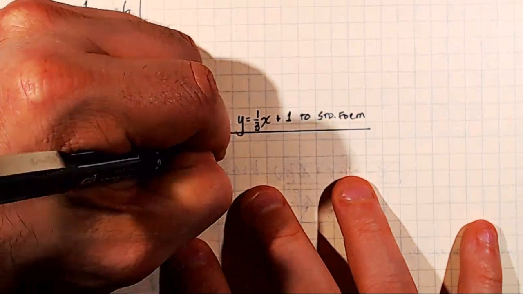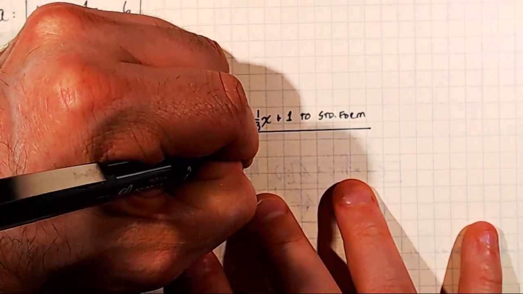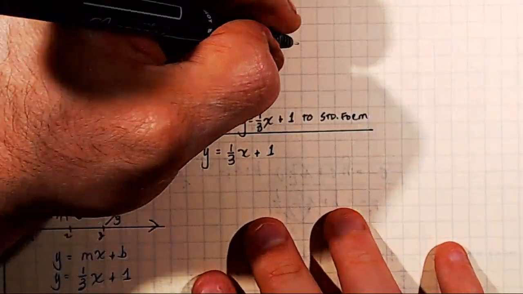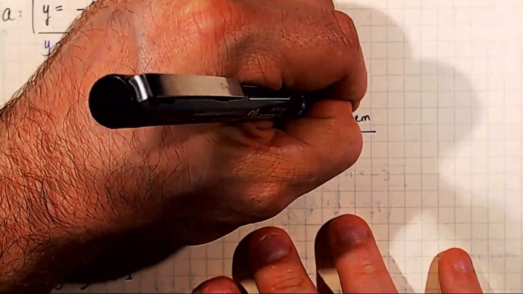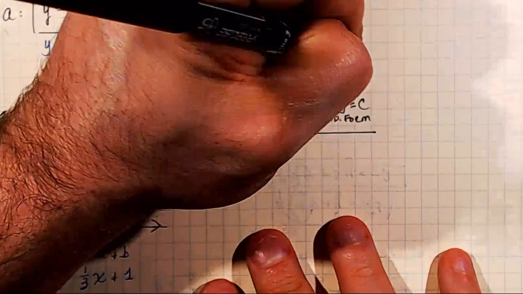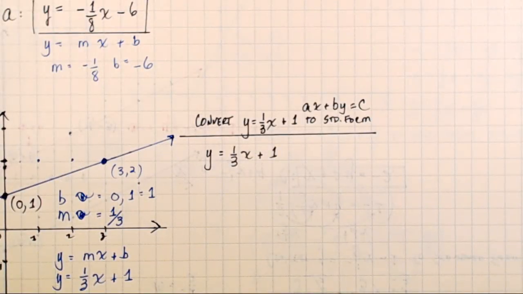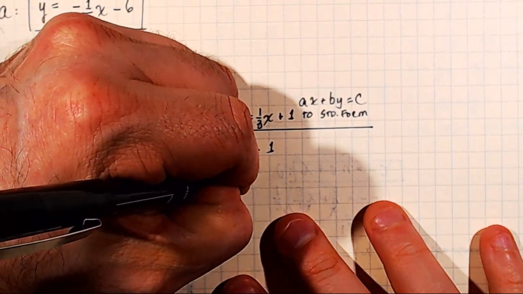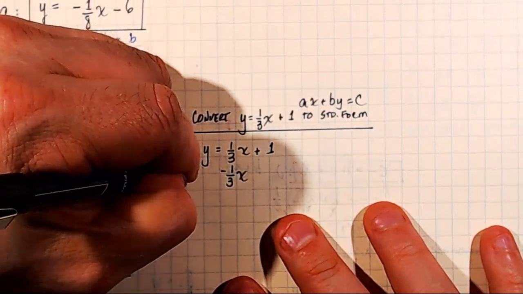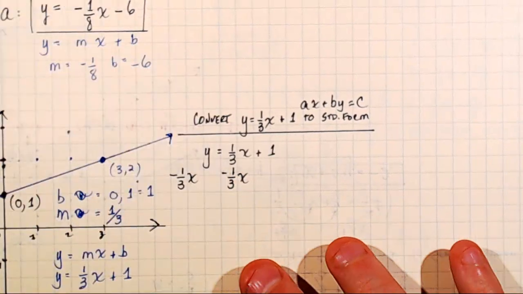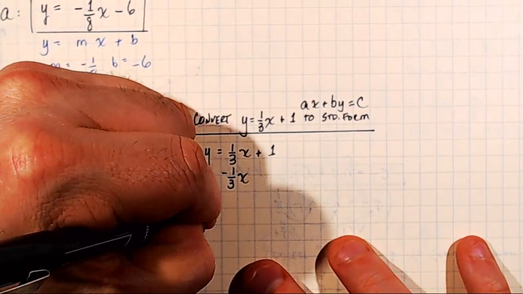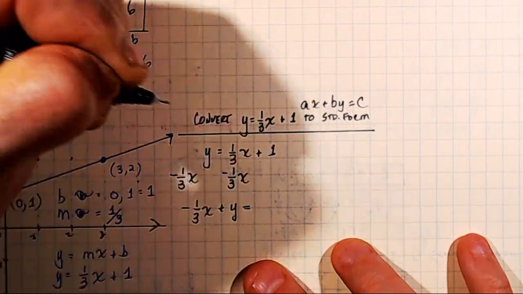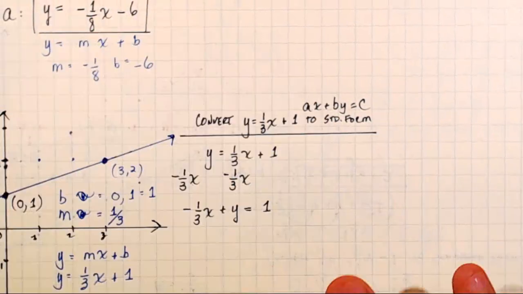So we'll take y equals 1/3 x plus 1, and we want this standard form ax plus by equals c, where a, b, and c are whole numbers and a is positive. So here I'm going to subtract 1/3 x from both sides, leaving -1/3x plus y equals 1.